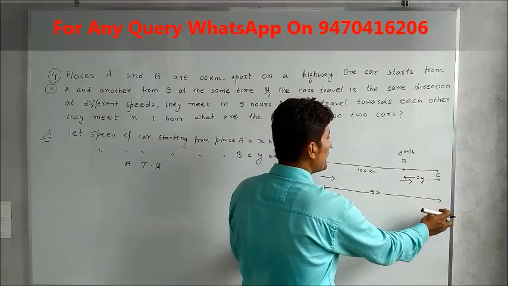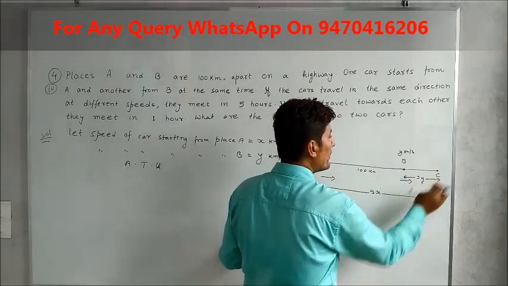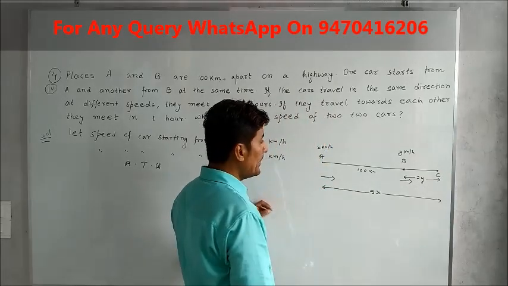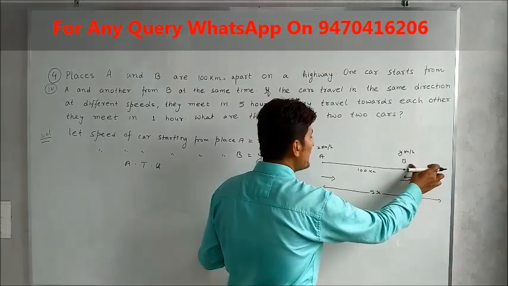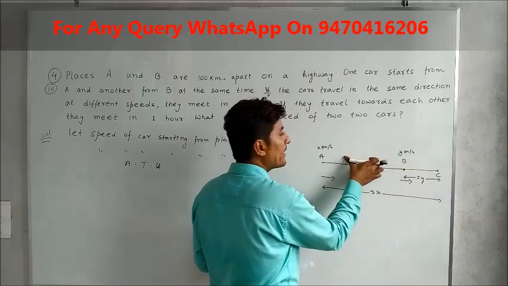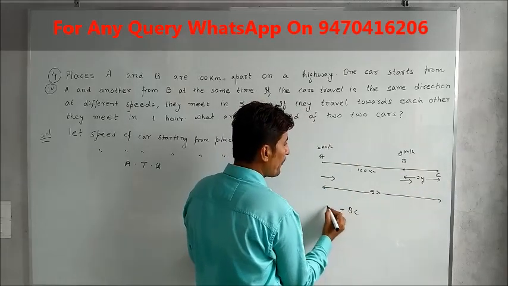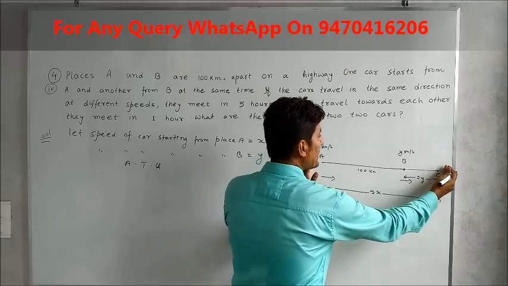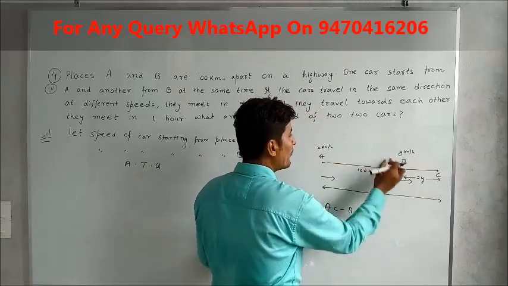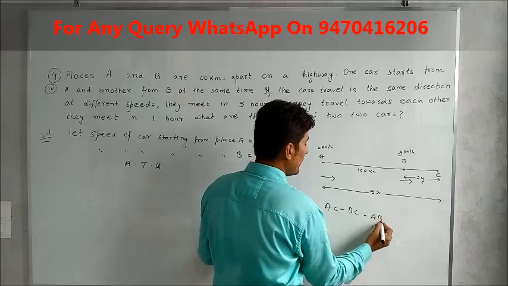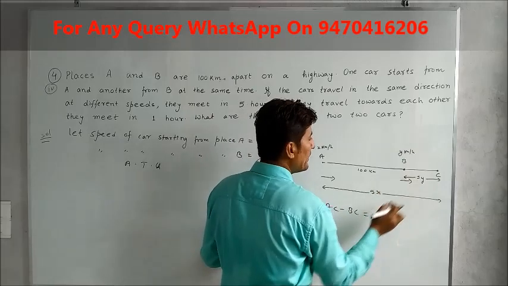Distance from A to C is 5x, distance from B to C is 5y. If we subtract BC from AC, then we will get AB. From the whole AC we are subtracting BC, and that will be equal to AB. So what is the value of AC?